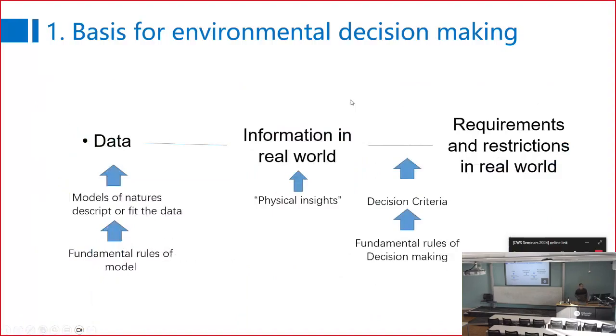Then we jump to the idea. From the data, we get the physical insight. Data is the physical insight of the real world. Then to make decisions: the fundamental rule of the model is, for example, a first principle, the mass balance, for the natural process. And for making decisions, what's the fundamental rule of decision making? So we think about the term first principles.